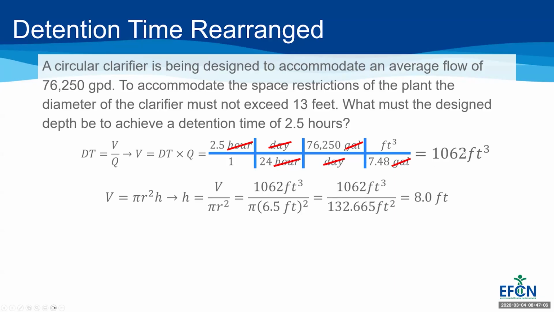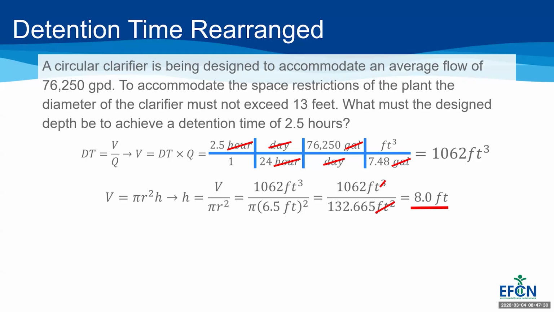So we take our volume that we calculated just above, and we divide it by pi times r squared. And making sure the units are feet and feet, yep, we can do that math. We don't have to do any unit conversions. So that says our height is equal to 8 feet. So is that the answer that we're looking for?